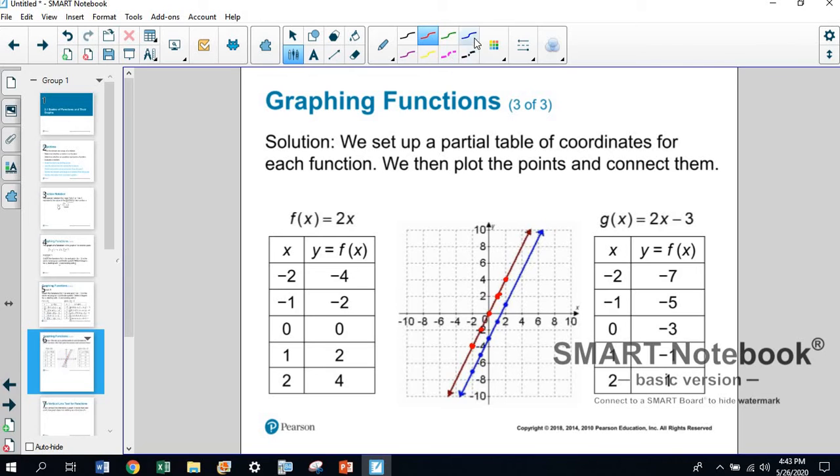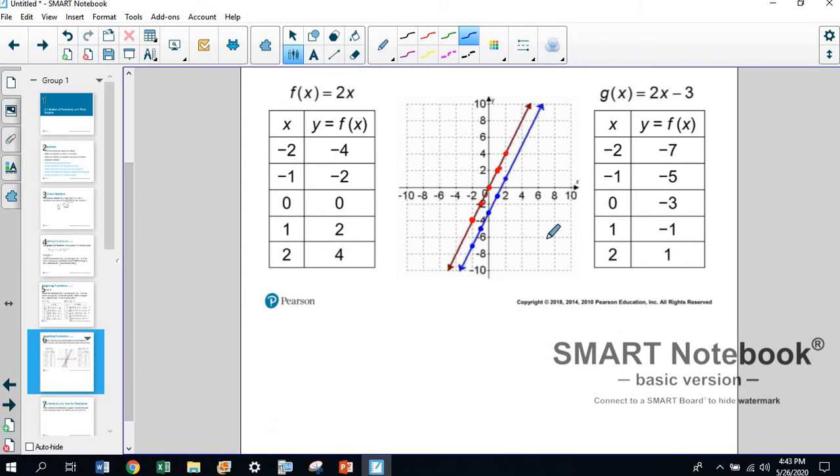We draw the red line. If you were plotting the points for g, you have -2, -7, -1, -5, 0, -3, 1, -1, of course, and then 2, 1. It's right there. And you connect the dots, you get a straight line also. Okay, so that's just the idea of how to graph, right? If you look at this, note this point right here, all right?